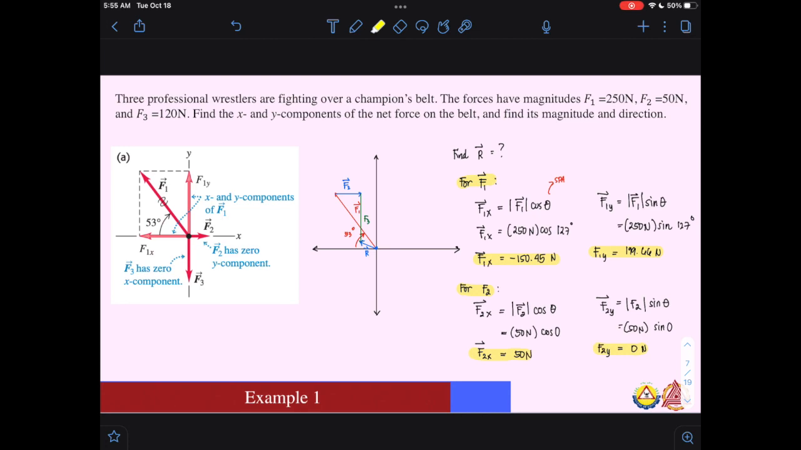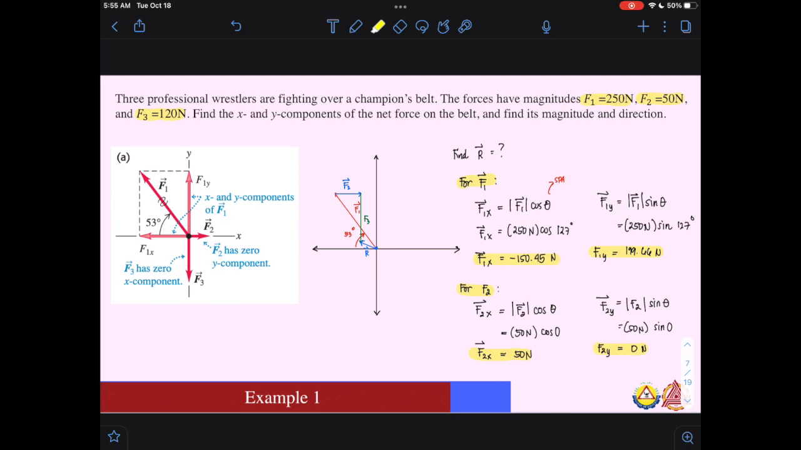Basically, this is what we are just doing for the previous month. So I'm just going to read the problem. Three professional wrestlers are fighting over a champion's belt. The forces have magnitude F1 equal to 250 newtons, F2 is equal to 50 newtons, and F3 is equal to 120 newtons. Find the X and Y components of the net force on the belt and find its magnitude and direction.